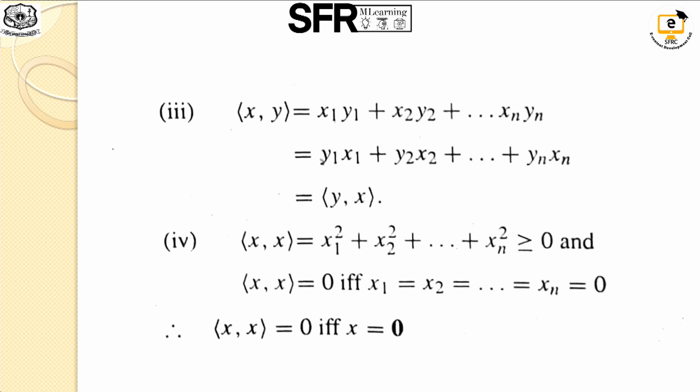Similarly, the inner product between any vector and itself is always greater than or equal to 0, and the inner product of a vector with itself is 0 only when the vector is 0. These are the four axioms. All the axioms are verified, so we conclude Vn of R is an inner product space.